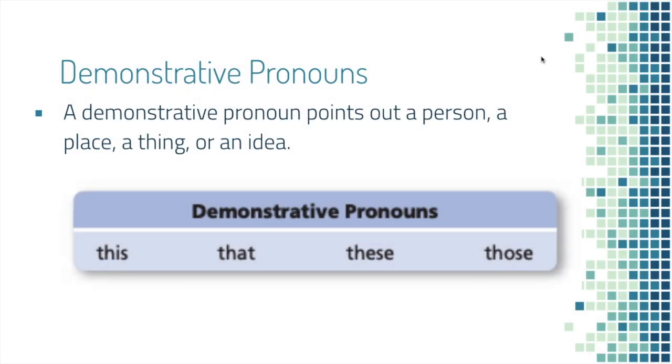Next is demonstrative pronouns. So these point out a person, place, thing, or idea. That's when you say, look at that, okay? You're pointing out a specific person, place, thing, or idea when you say, look at that. Or think of that video, look at those. That's a really good example of a use of a demonstrative pronoun because you're saying, look at those shoes without saying shoes. You're pointing out a thing.